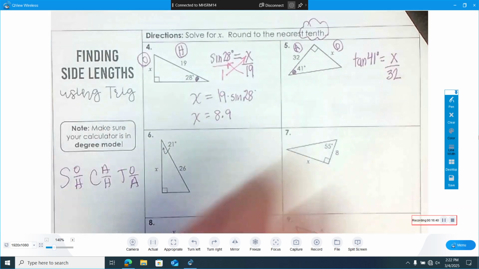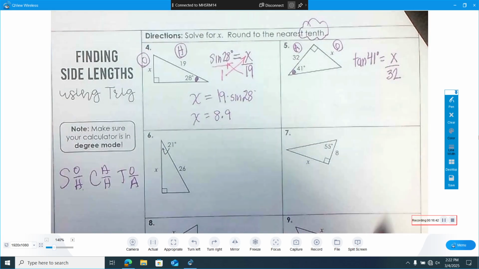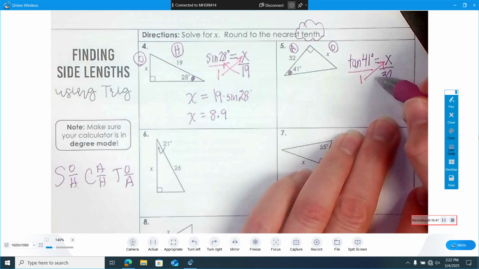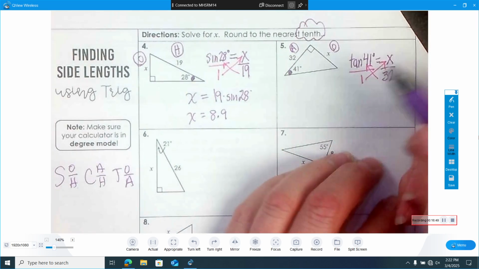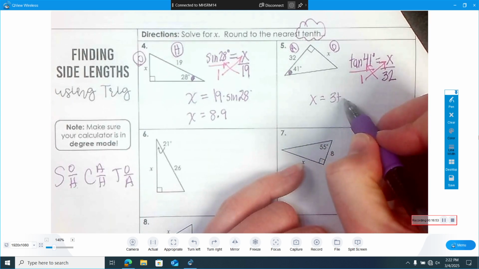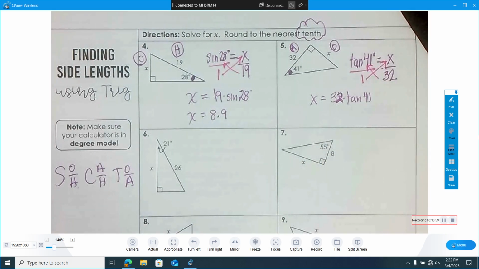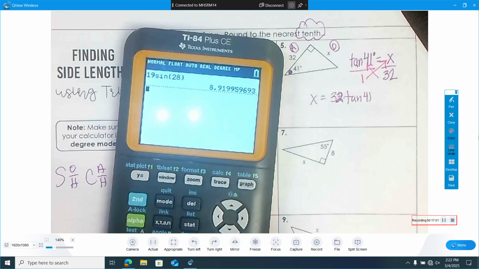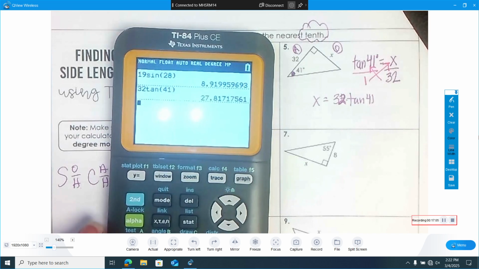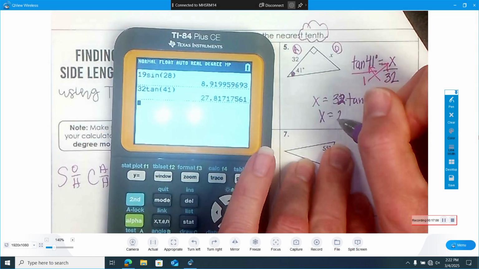Opposite over adjacent. I'm going to put this over 1, and then how do we solve for x? We cross multiply. X equals 32 times the tangent of 41. And you plug that right into your calculator. 32 tangent of 41 is 27.8.